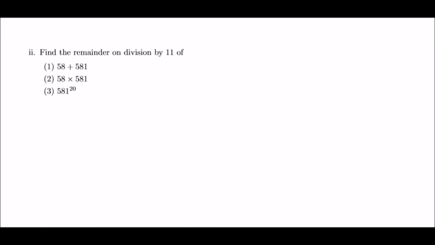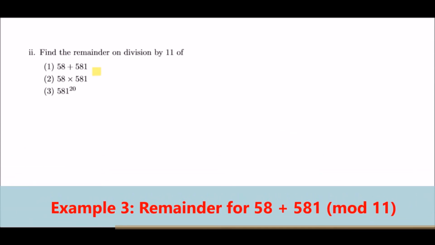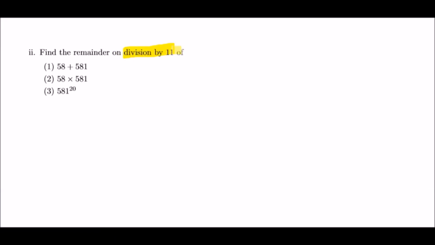Okay, next one. Here we need to find the remainder on division by 11 of the following 3 types of sums, products and powers. What this instantly means is you can use one of two methods. I always use the mod 11 method. Always use modular because it just makes life easy. And here you're just finding cycles of 11s. So let's have a look.